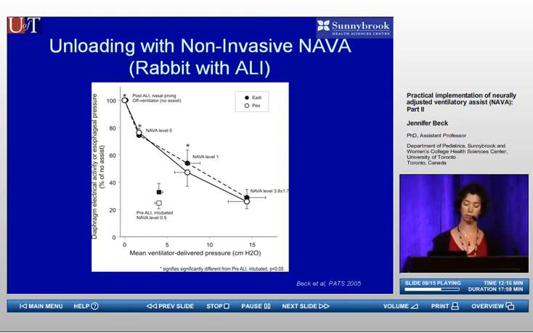You can see here the mean ventilator delivered pressures, the group mean values, and you can see that we were actually able to achieve the same amount of diaphragm electrical activity and esophageal pressure swings as we observed before the lung injury. So this is the first mode of ventilation, at least, that can provide synchronized respiratory muscle unloading.